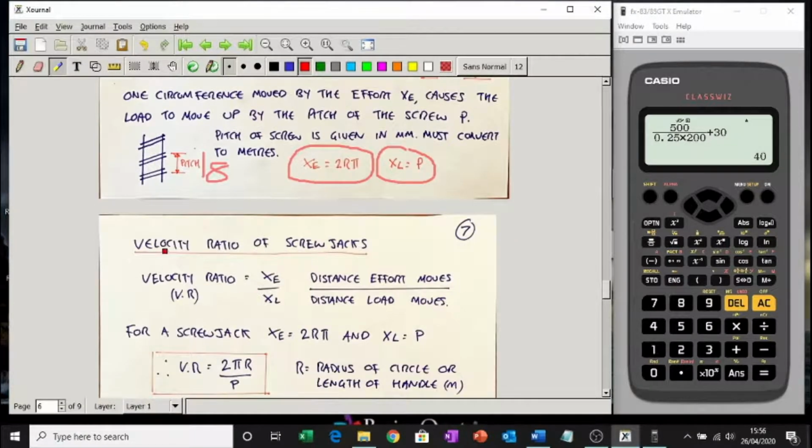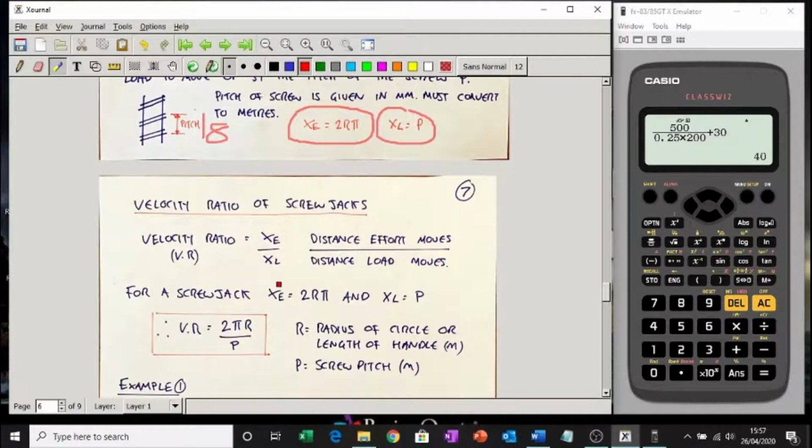So after all of that, the velocity ratio of a screw jack. We know the velocity ratio is the distance the effort moves over the distance the load moves. We know for screw jacks that the distance the effort moves is 2 pi r, which is the circumference, or pi d, it's up to you. And the distance the load moves is just the pitch of the screw. Therefore, XE is 2 pi r and XL is P for pitch. So the velocity ratio of a screw jack is 2 pi r over P.